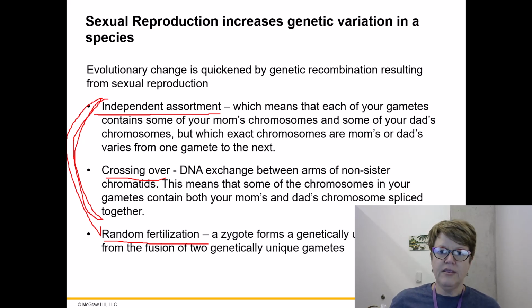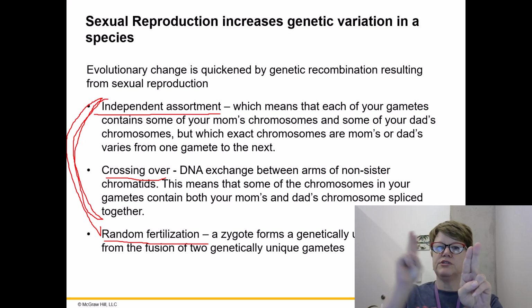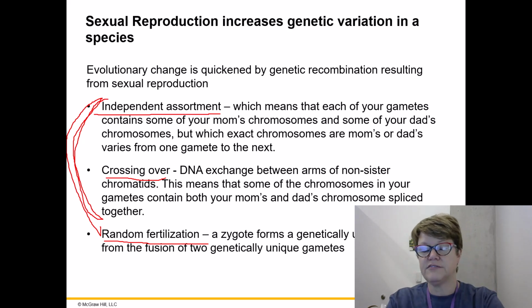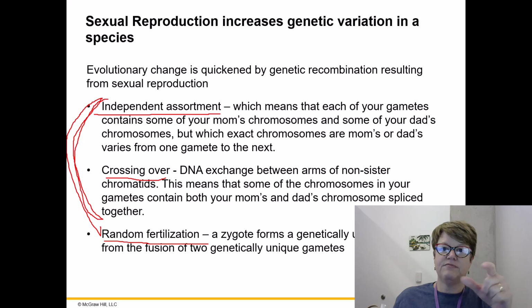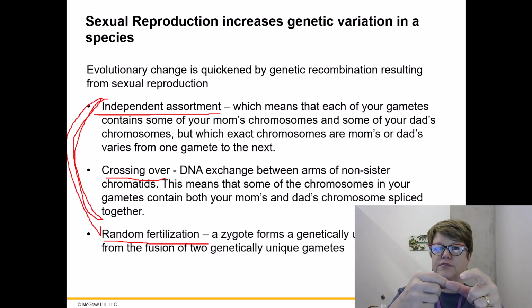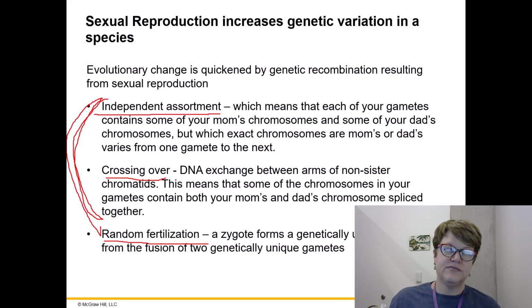Then crossing over is where, when your homologous pairs, one that was originally from your mom and one from your dad, cross over, some of the chromosomes you pass to your children have part of your mom's and part of your dad's chromosome spliced together. So that's even more interesting. So you have all these mechanisms that create these slight genetic differences in what's being passed to the next generation.